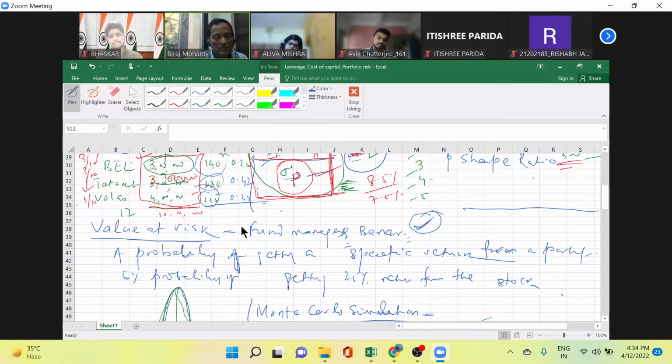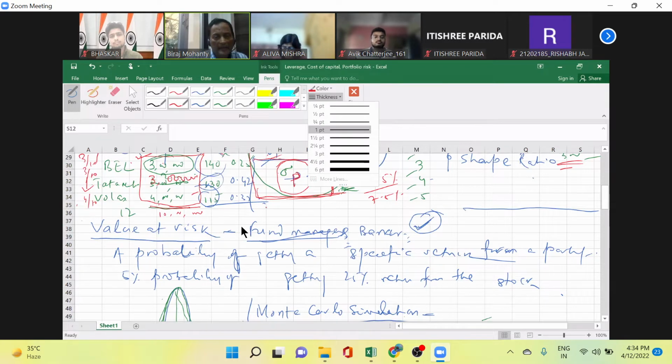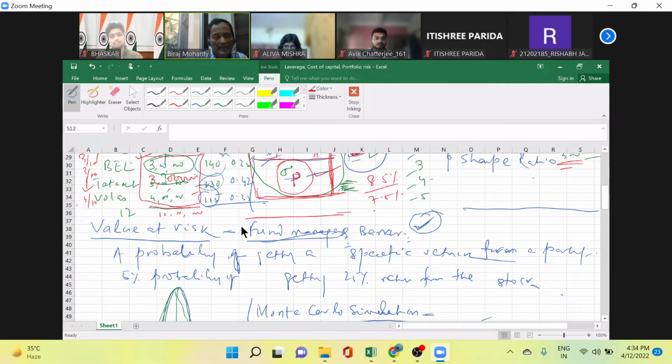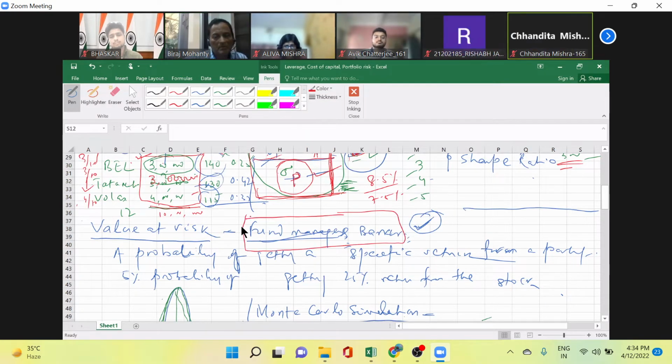Usually who uses this tool? Value at risk is primarily used by fund managers and bankers. Why do they use value at risk? Because their investment is huge, so a systematic approach to analyzing the risk is important. That's why they usually use the value at risk concept. So how do we express value at risk? A probability of getting a specific return from a portfolio.